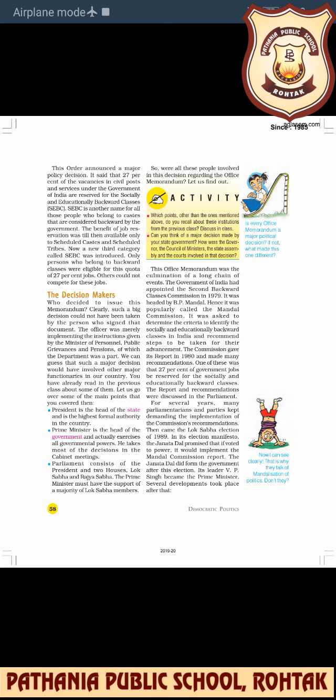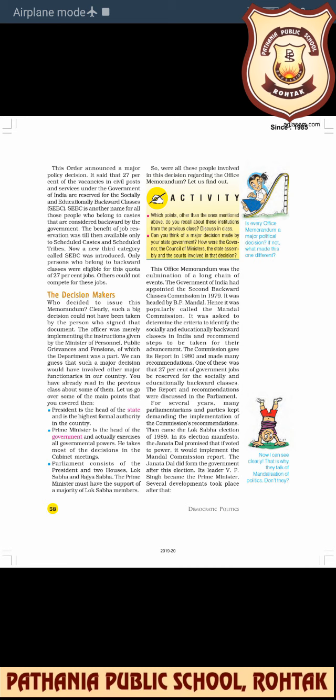We can guess that such a major decision would have involved other major functionaries in our country also. We have already read in the previous classes about some of them, like the president. The president is the head of the state and is the highest formal authority in the country. Now we are reading who all are the decision makers in our country. So the first one is the president.